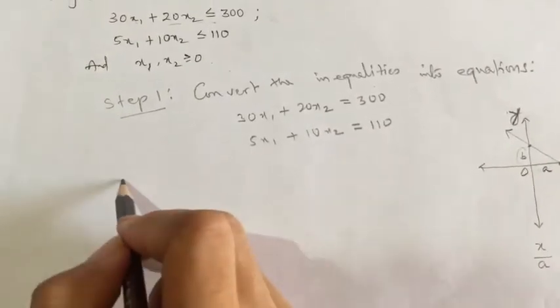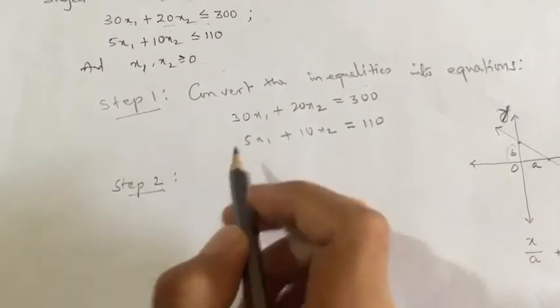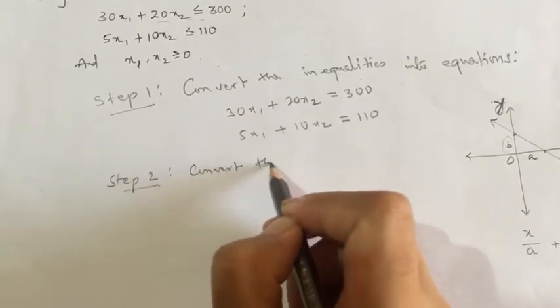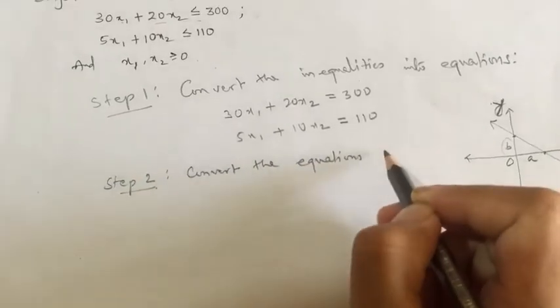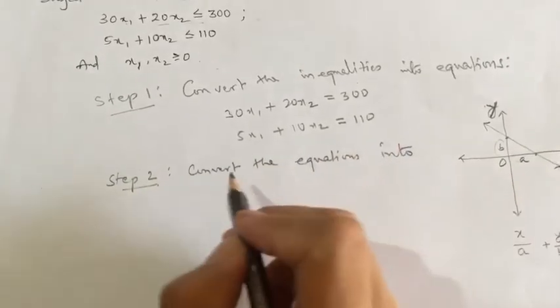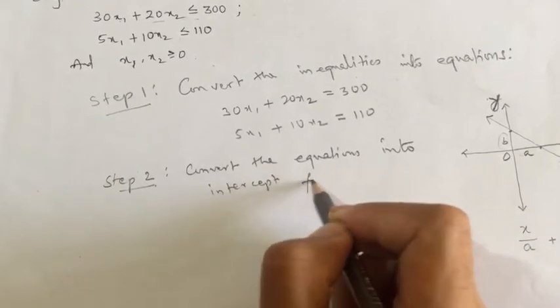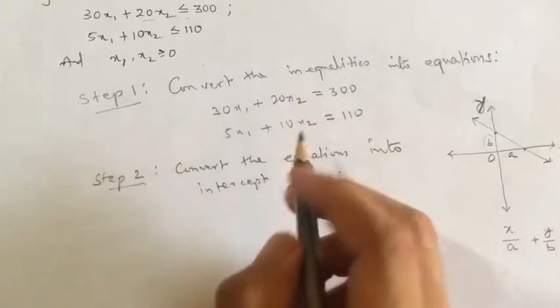So step 2 will be to convert the equations into intercept form. We have to convert these equations into intercept form.